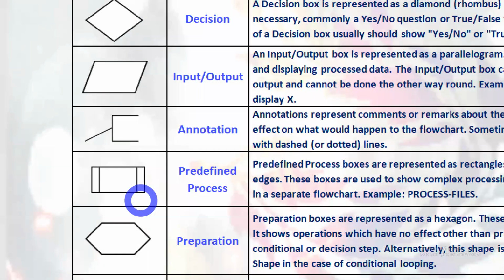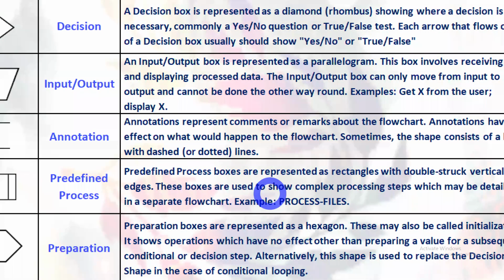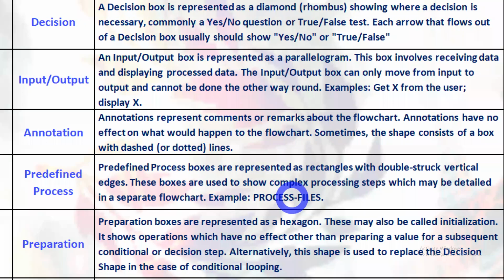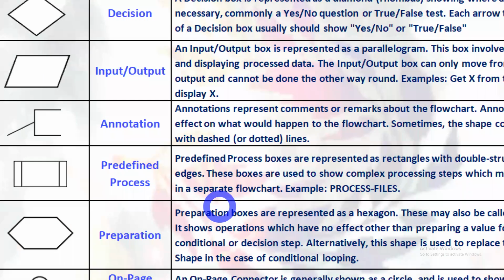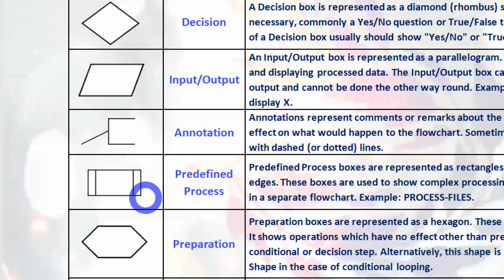Next one, predefined process. Predefined process boxes are represented as rectangles with double struck vertical edges. These boxes are used to show complex processing steps which may be detailed in separate flowcharts, for example, process files. There we are going to be using this symbol, the predefined process symbol.